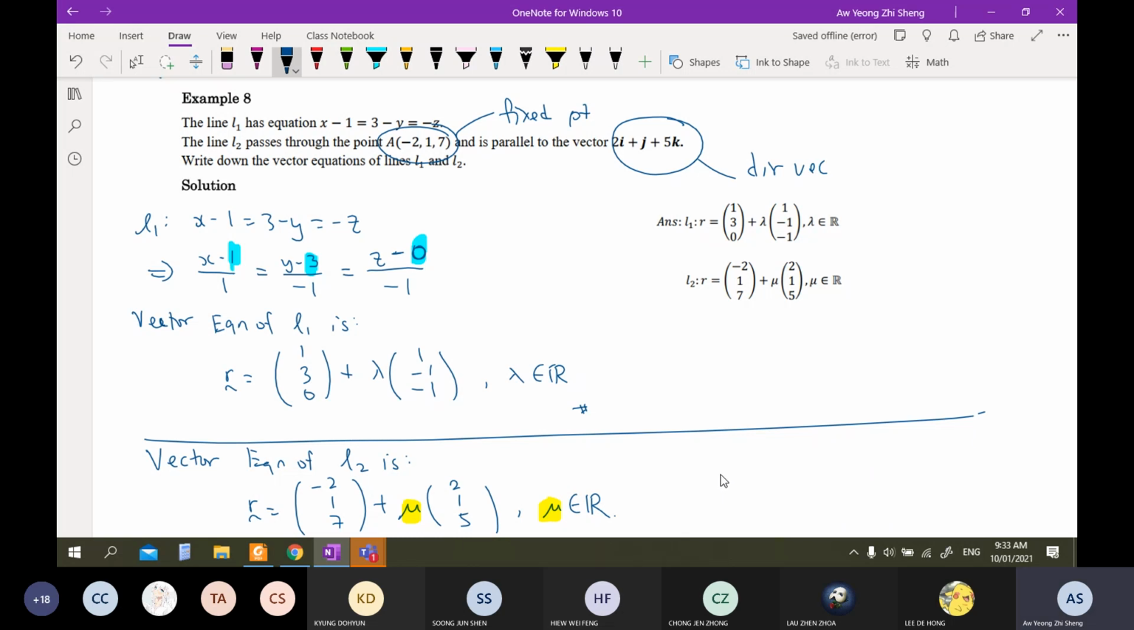For the vector equation of L2, there's actually no working involved because the information is already readily available. Other than lambda and mu, you are allowed to use any other symbols you like as a parameter. Some commonly used symbols are s, t, u, v, w. These are all common symbols that can be used as parameters.